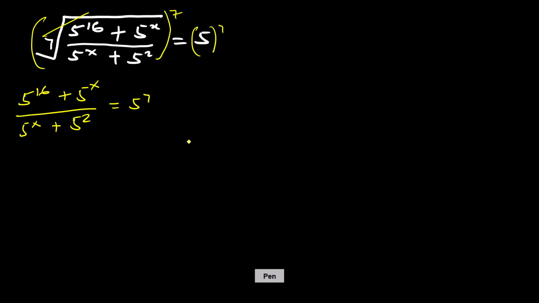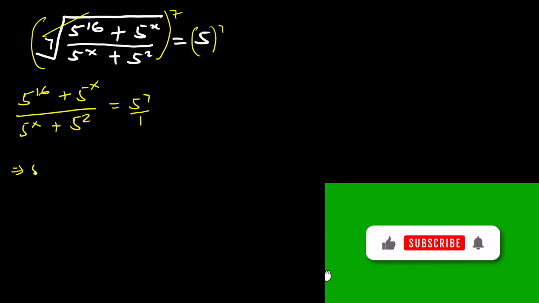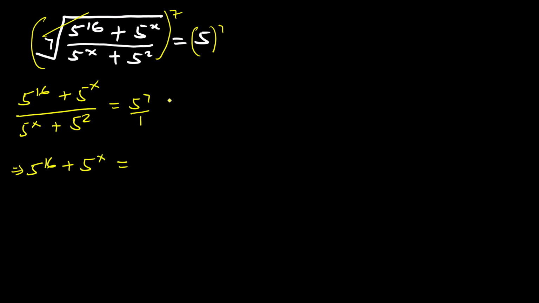Okay, so we can do cross multiplication. We can make this side over 1. So 1 times this gives 5 exponent 16 plus 5 exponent x. Then this one will multiply this, so we have 5 raised to 7 times, I'm using brackets for multiplication, this. Very simple.